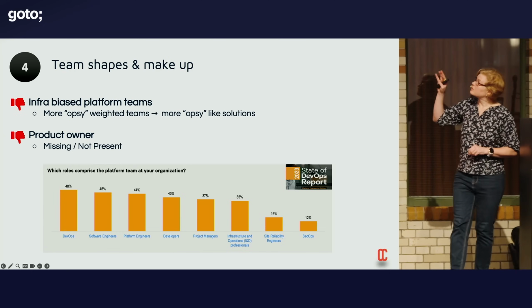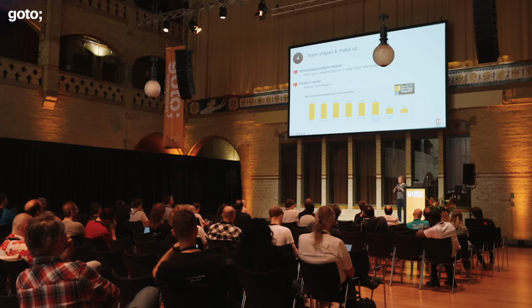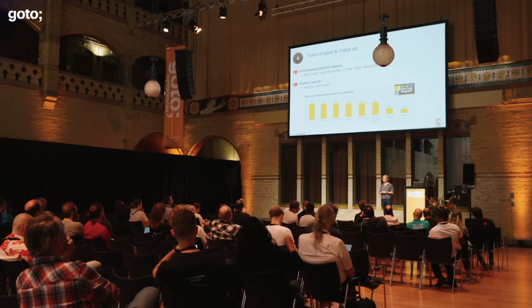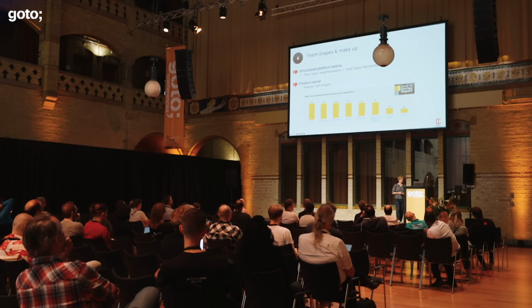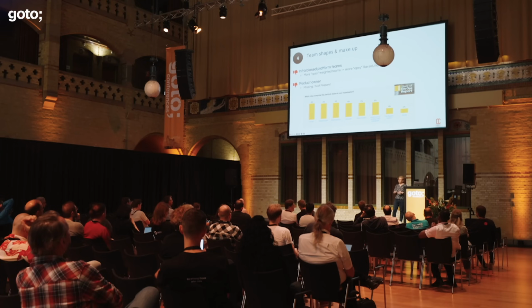Now, if you look at some of the stats here, when people create their teams, about 48% will staff it with DevOps people, which means different things to different people, but that's what they staff it with. About 45% with software engineers and 44% with platform engineers. But the product role sometimes is the one that is missing. Now, why does this happen?